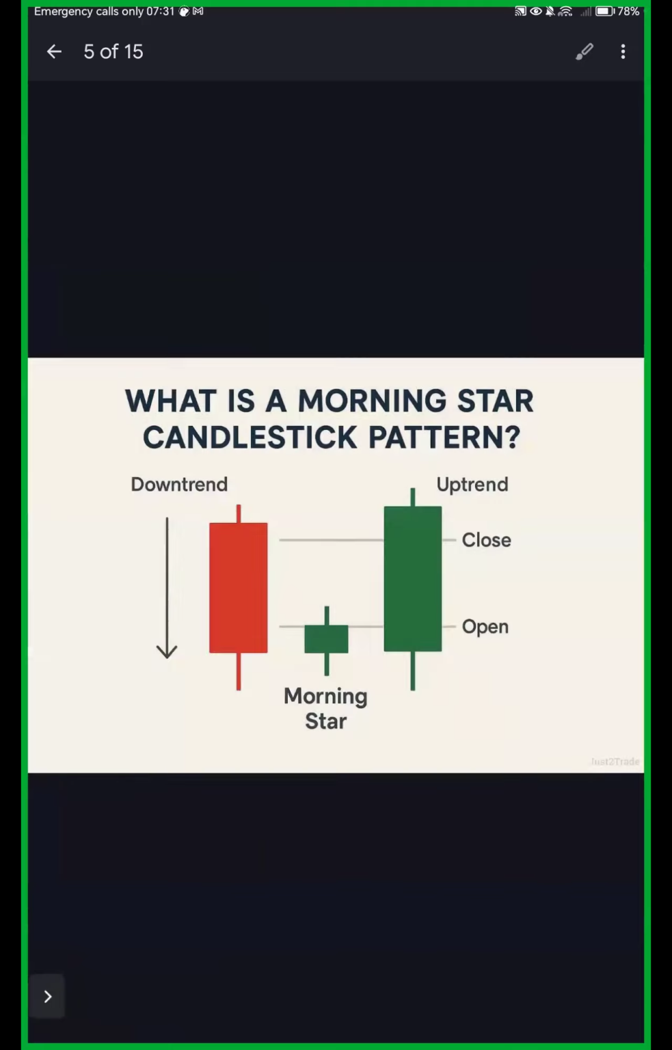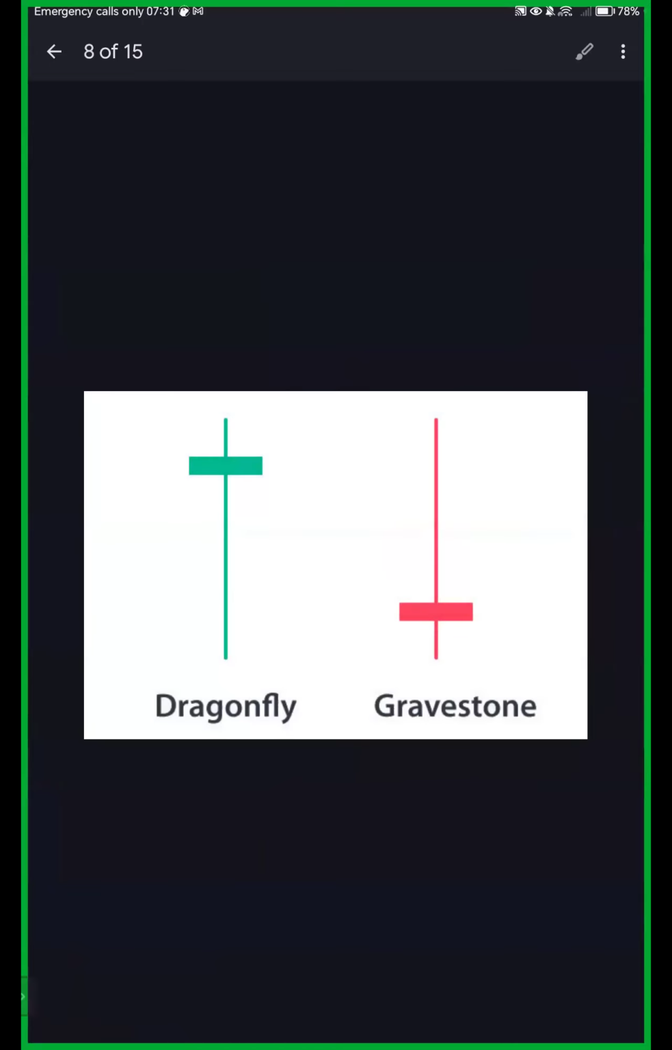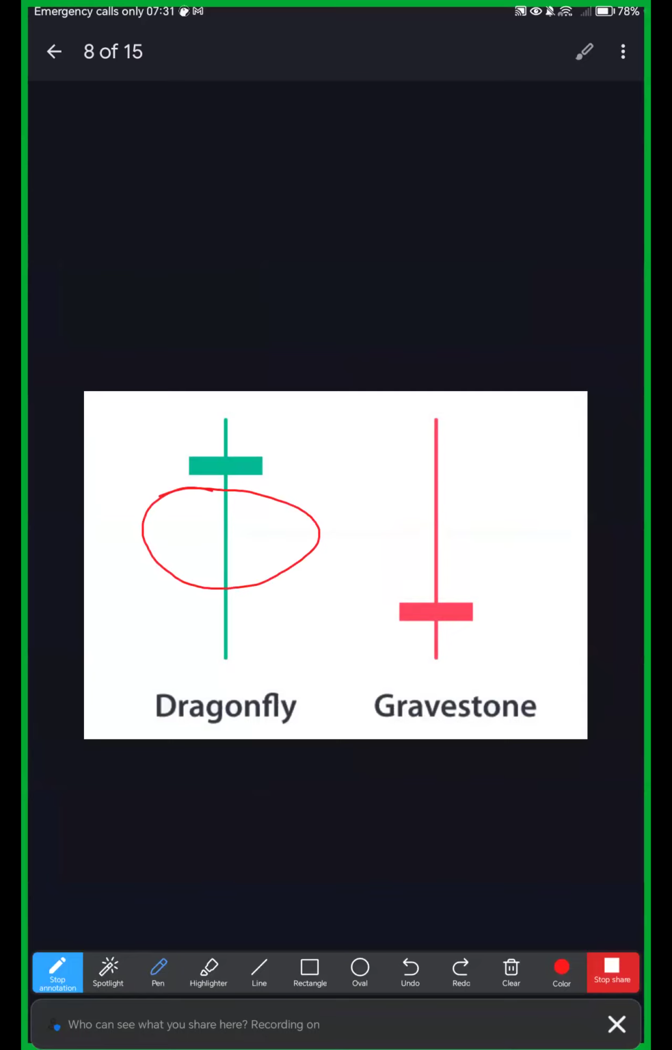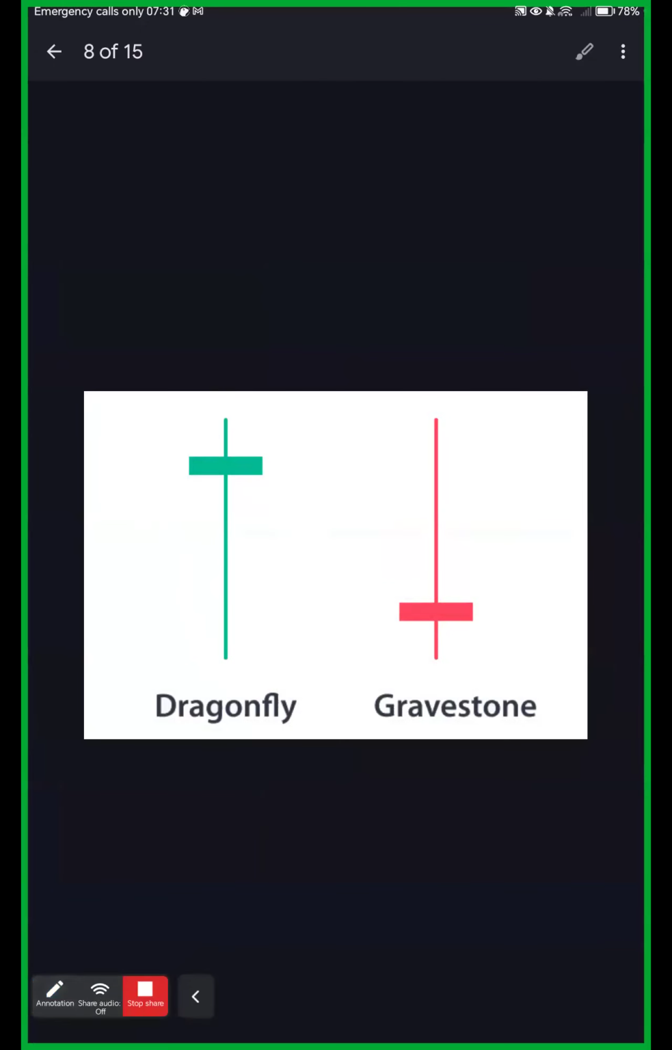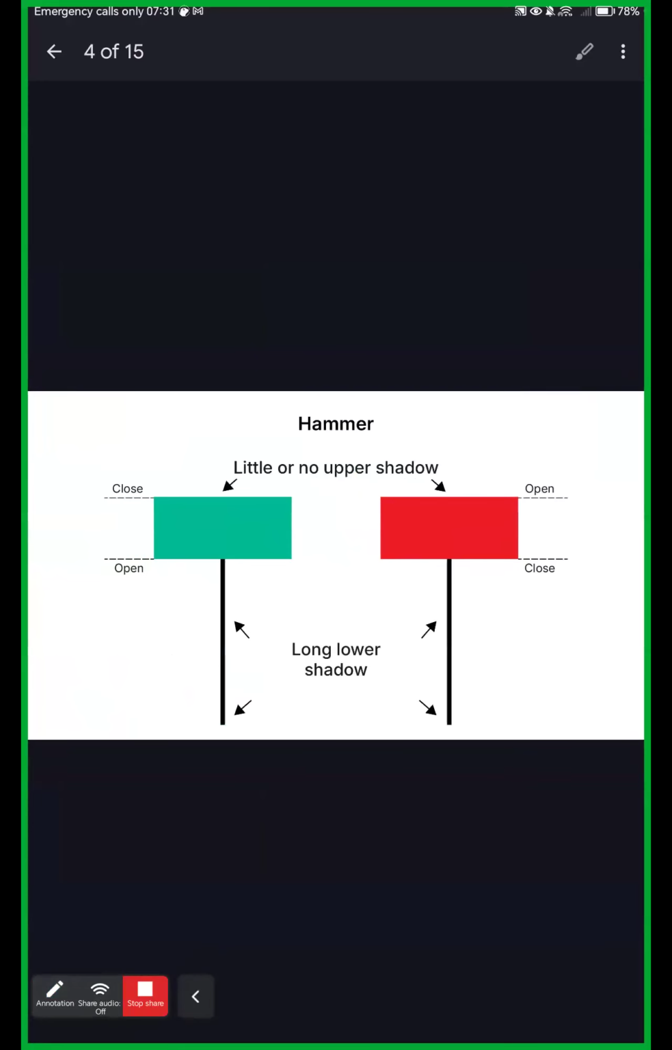Let me go this side. Let me bring that hammer so that, the Dragonfly Doji. Can you see this? This is what I'm trying to say. This is not a hammer, please. This is not a hammer. This is a doji. Dragonfly Doji, to be specific. So I wanted you to see the difference between the hammer and the Dragonfly Doji.